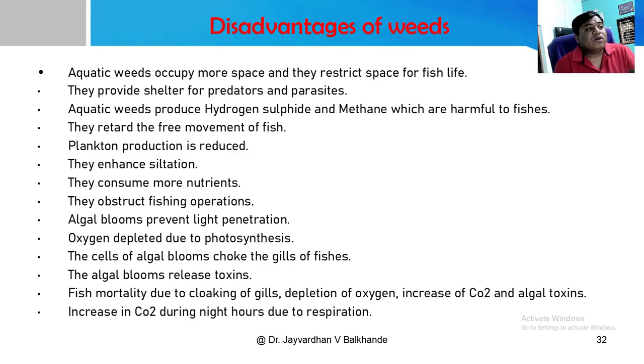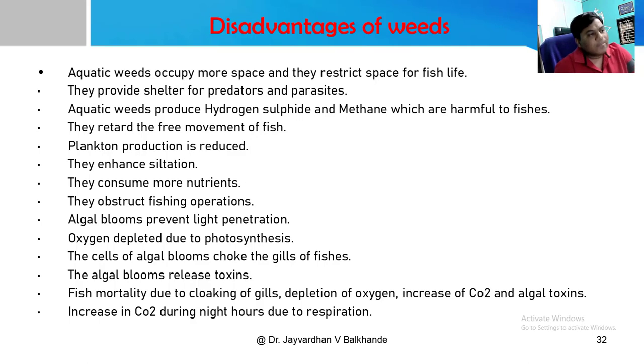Now again, oxygen is depleted due to photosynthesis being affected. I have just told you that if the sunlight is not proper, then the green plants, which need sunlight and CO2 for photosynthesis, cannot do it, and the oxygen is not there in the water. So oxygen depletion also occurs because of the huge number of aquatic weeds, or because of this algal bloom.